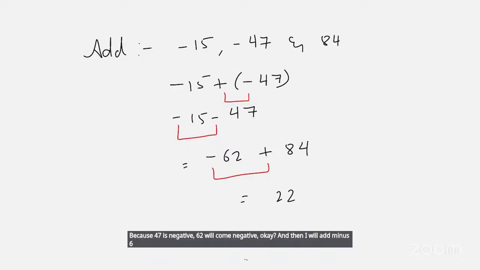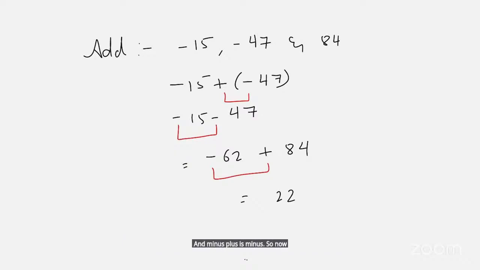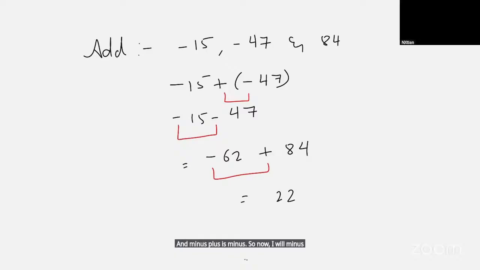And then I will add 84 to minus 62. So it becomes minus 62 plus 84. And minus plus is minus. So now I will subtract 62 from 84 to get 22. Now 84 is positive, so 22 will also be positive. Okay.